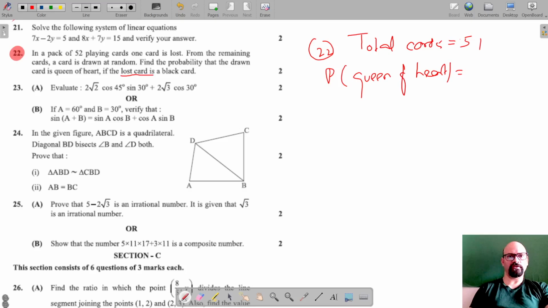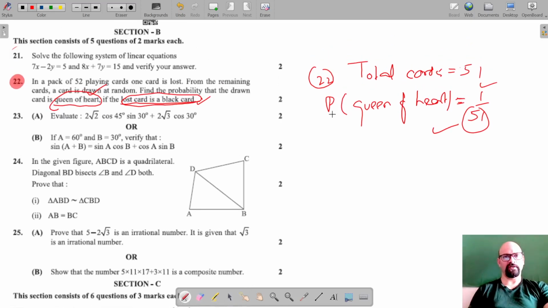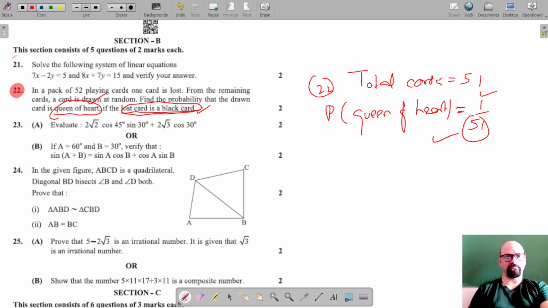One card is lost and the lost card is a black card. So this black card doesn't affect the probability of drawing the queen of hearts, because hearts are of red color and we have only one queen of hearts. So the answer is 1 by 51. Total cards are 51, one is lost, and the queen of hearts is 1. So 1 by 51 is the answer for question number 22.